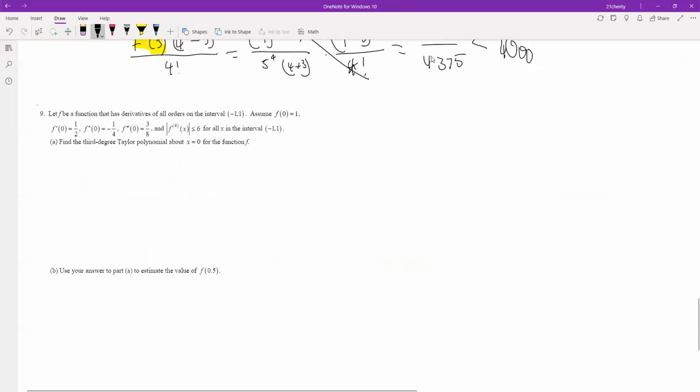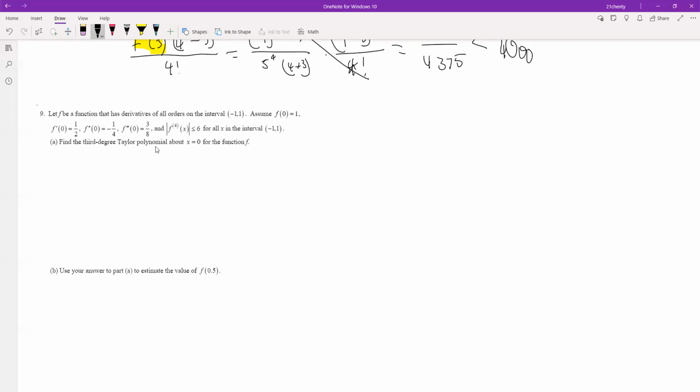Let f be a function that has derivatives of all orders on the interval -1 to 1, and we are given a bunch of values. So first we want to find the third degree Taylor polynomial at x equals 0 for the function f. This is number 9. Okay, this is super similar to, which one was it that we did earlier? Number 3. Oh yeah, this is super similar to number 3. So we'll basically just do the same thing.